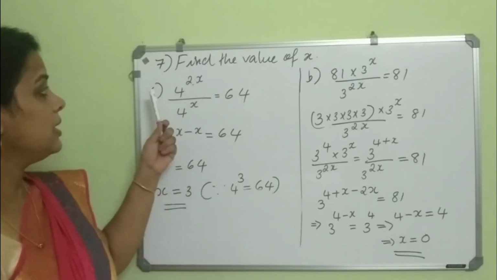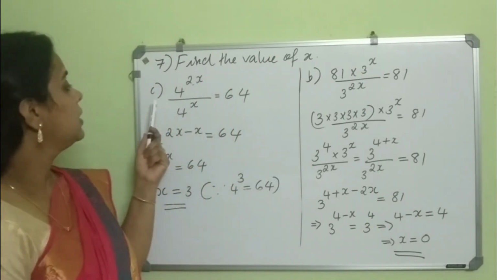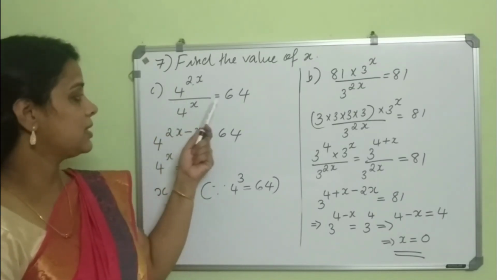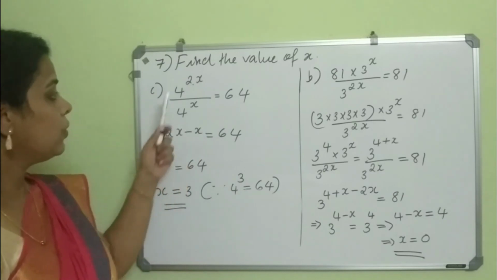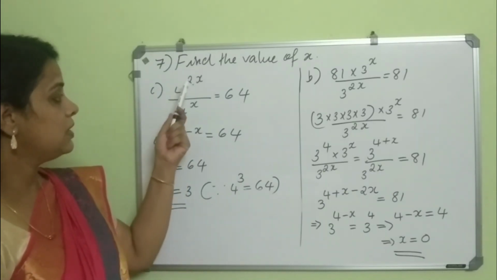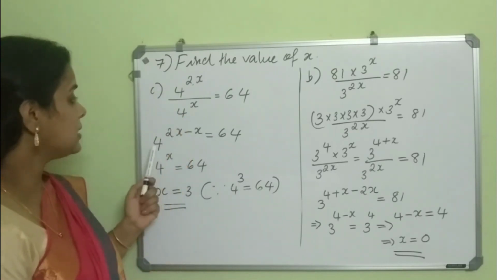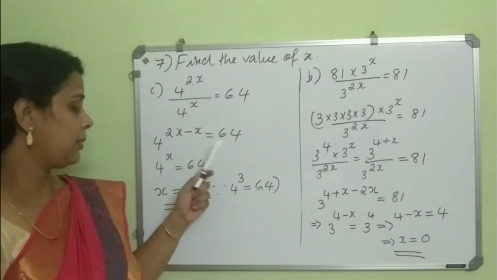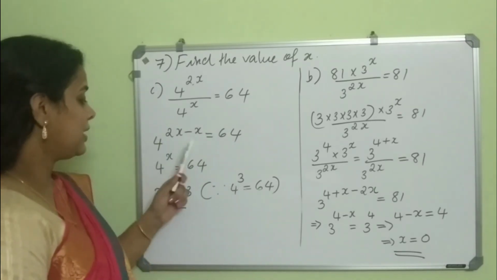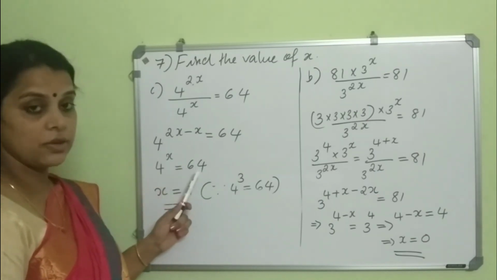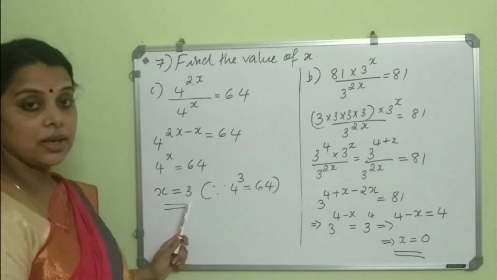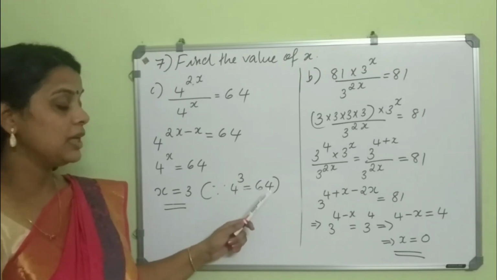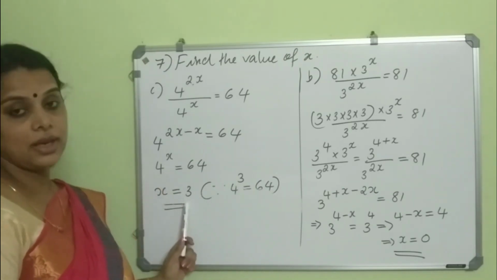Next is 7th one. Find the value of x. See, the question is 4 raised to 2x by 4 raised to x is equal to 64. Using the law we can write, if bases are same, we just want to subtract the exponents. That is 4 raised to 2x minus x, that is equal to 64 given. 2x minus x is x. 4 raised to x is 64. Therefore x is 3. How? 4 raised to 3 is 64, we know. 4 into 4 into 4 is 64. So that x is 3.